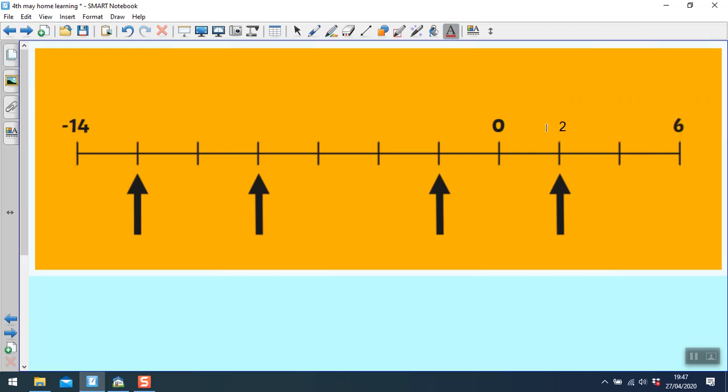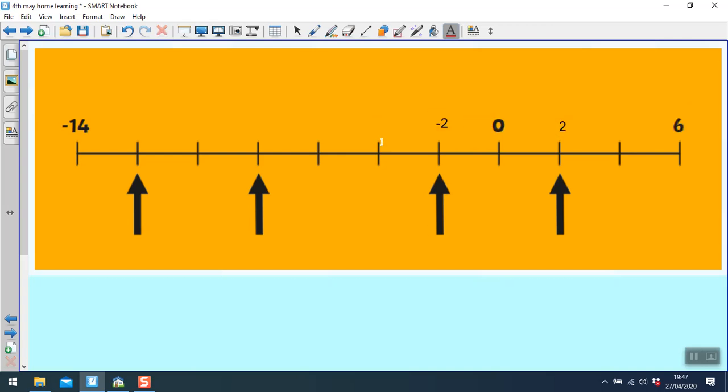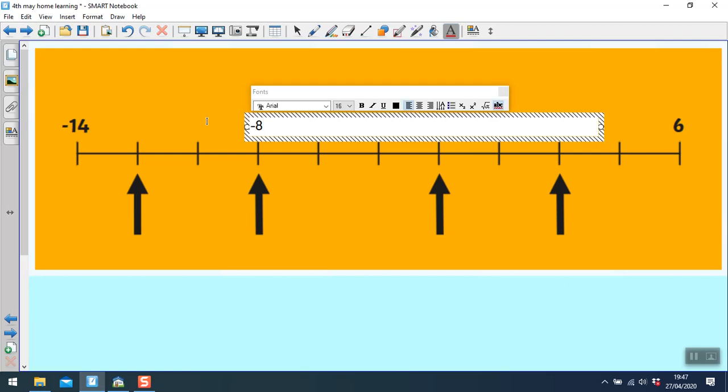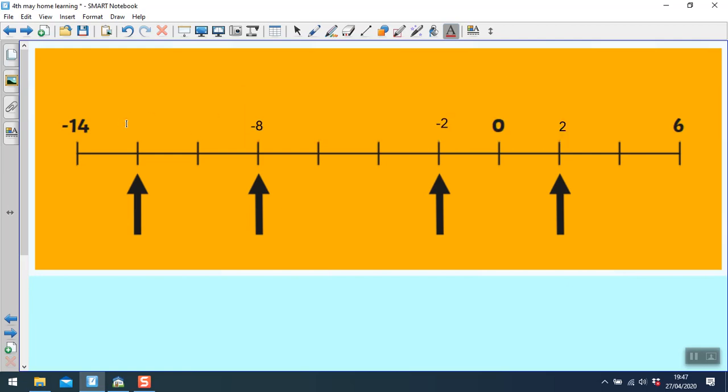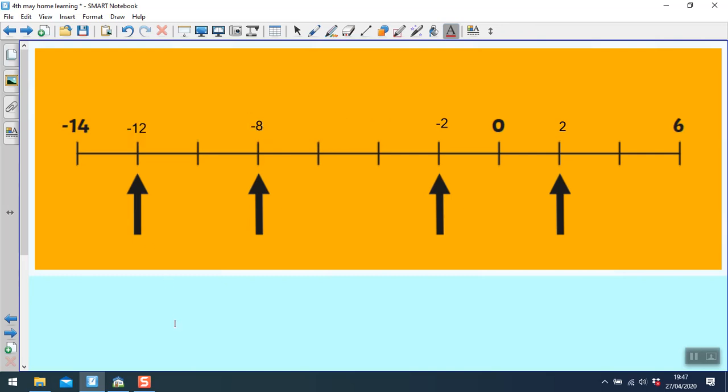I'm going backwards in 2s now from 0. So going up in 2s, 2, 4, 6. Going back in 2s, that's going to be -2, -4, -6, -8, -10, and that's going to be -12. So again, well done if you got those right. Always remember to check what the scale is going up in.